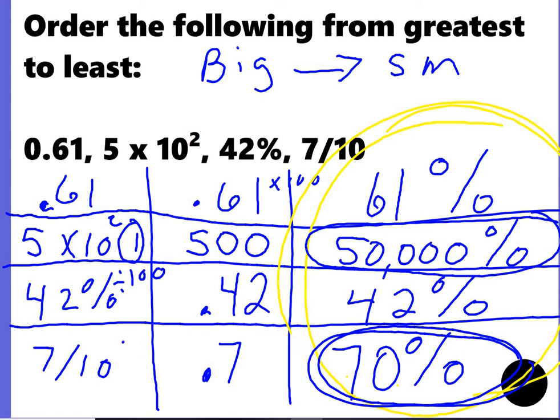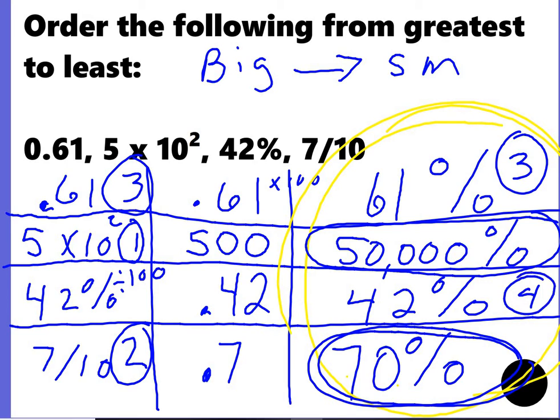70% is the next largest, so that would have to be second. Then comes 61%. That would be the third largest. And finally, the smallest is the 42%. Always go back and check all of your calculations to make sure you're right. These are the ones you've got to get right, okay?